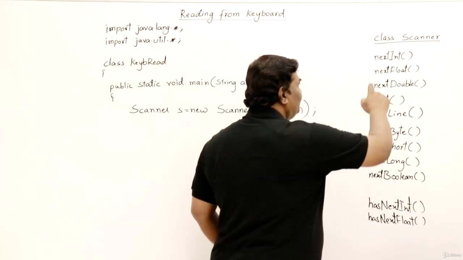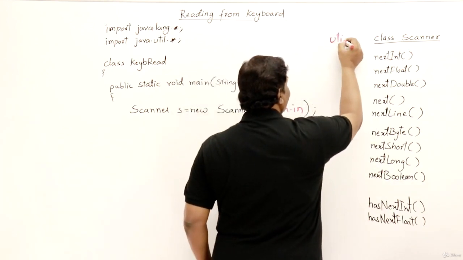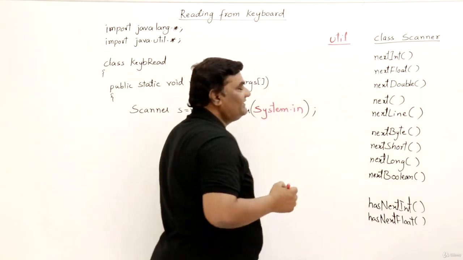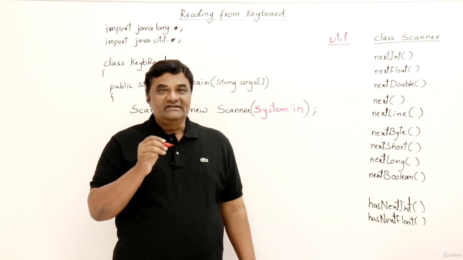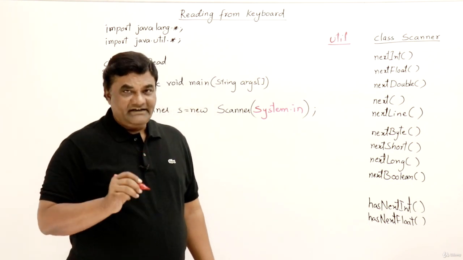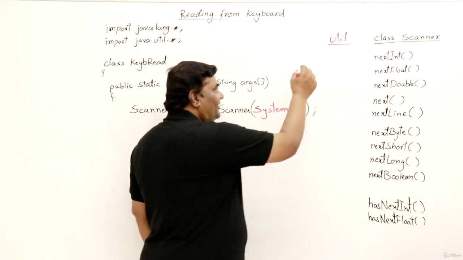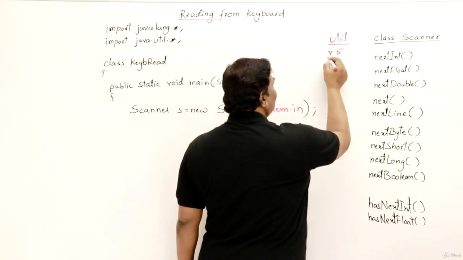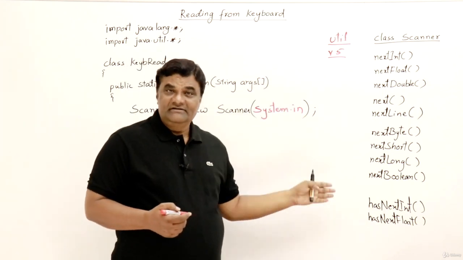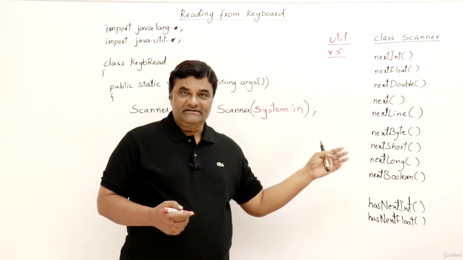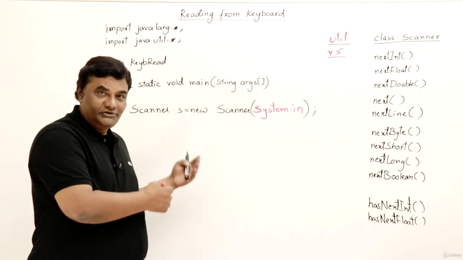The class is available and it is present in the util package. As I said earlier, there are built-in packages in Java and one of the packages is called util, the utility package. This class was provided from version 5 onwards. Here I have a list of methods present in the Scanner class. We will look at the methods afterwards. Let us first use it.